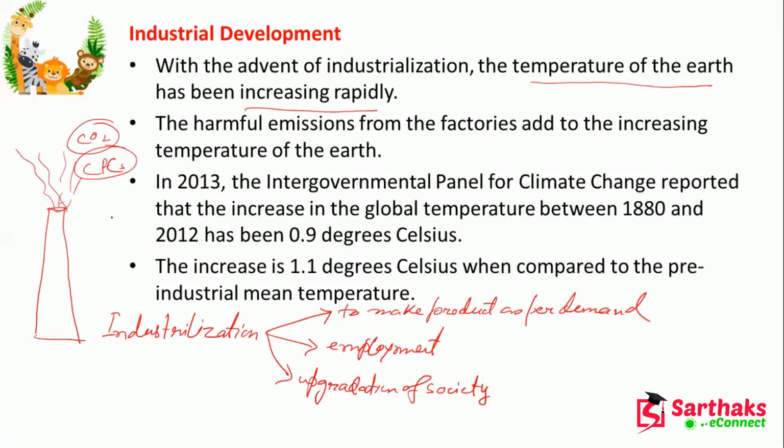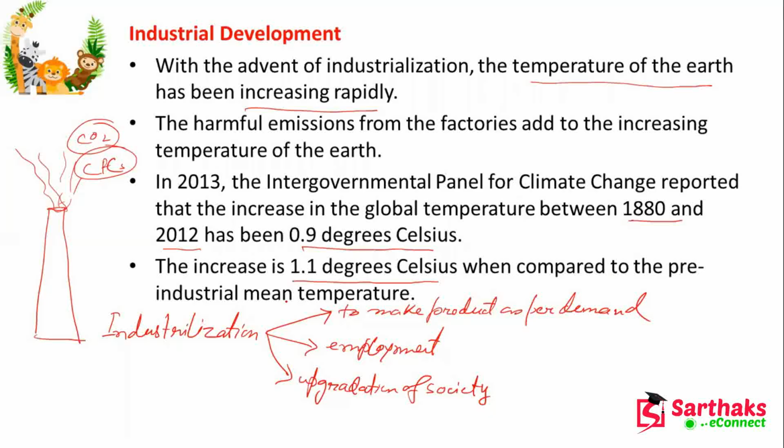So in 2013, the Intergovernmental Panel on Climate Change reported that the increase in global temperature between 1880 and 2012 is 0.9 degrees Celsius, and the increase is 1.1 degrees Celsius when compared to the pre-industrial mean temperature. So here you can see that when we had very little industry, and if we compare with that, then we have increased the temperature by 1.1 degrees.